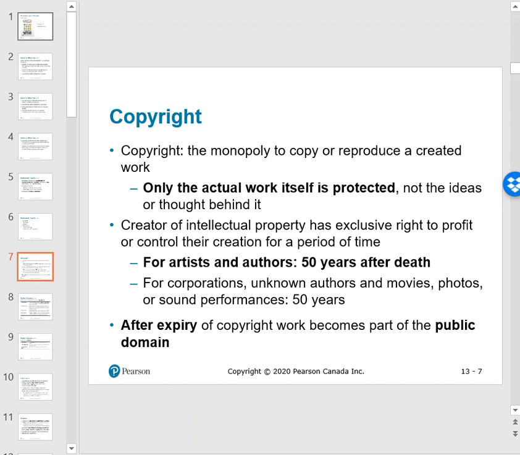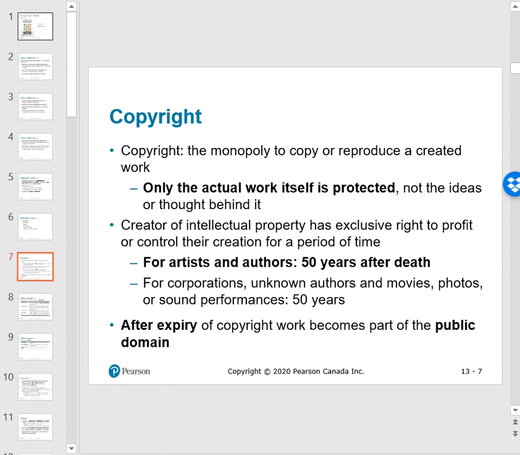So the case law report you wrote, it is protected. But not the idea when you thought about it. It is the case law report itself. After you wrote it, after you drafted it, it is protected.